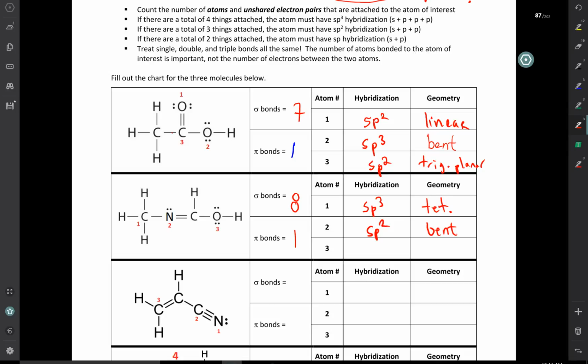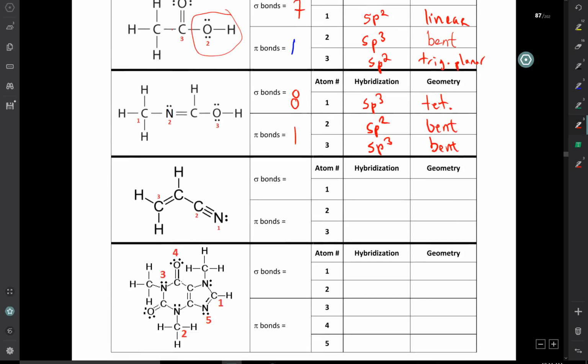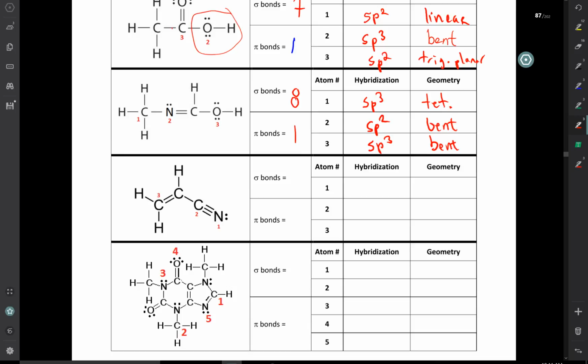And finally, we have oxygen, atom number 3. We've got a total of 4 things attached to the oxygen atom, 2 atoms and 2 unshared pairs of electrons. So we must see sp3 hybridization. And again, it's very similar to atom 2 up in the previous question. Don't be fooled by the fact that it's drawn like it's a straight line. It's not necessarily going to look like that. We've got 2 unshared pairs of electrons, 2 bonded pairs. That also corresponds to a bent geometry. Pause the video and try out the third molecule.